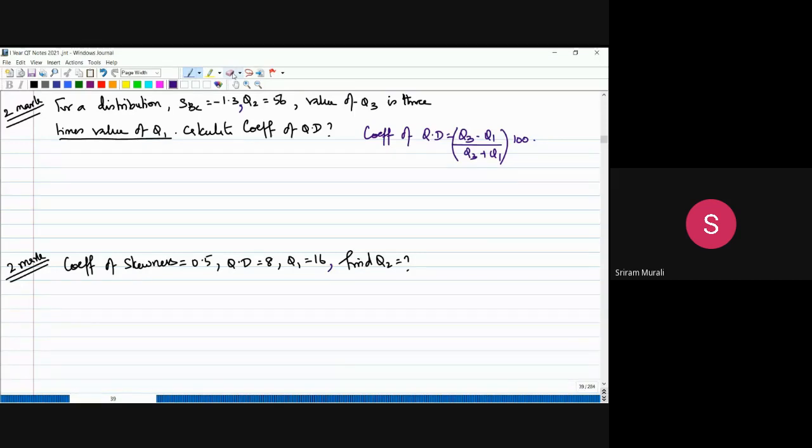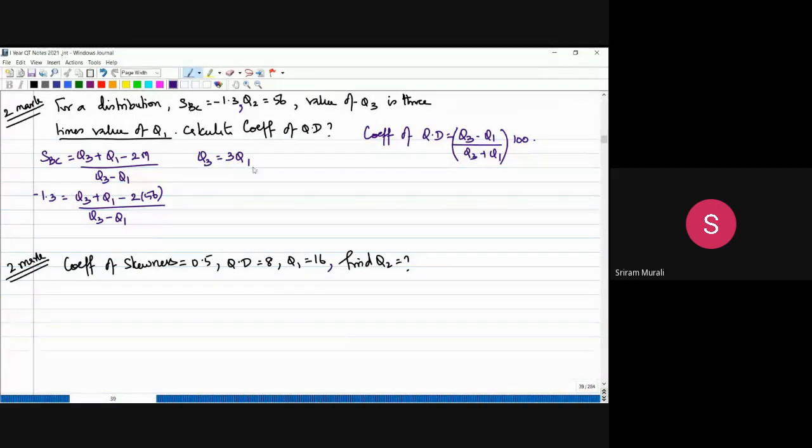Okay, SBC, you know this is a formula. What is the formula for SBC? Q3 plus Q1 minus 2 times the median, divided by Q3 minus Q1. So SBC is minus 1.3. Q3 is not known, Q1 is not known, 2 times the median is given, divided by Q3 minus Q1. What else do we have other than this? Value of Q3 is 3 times Q1.